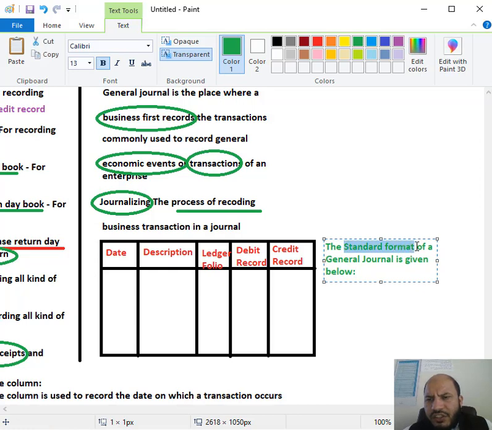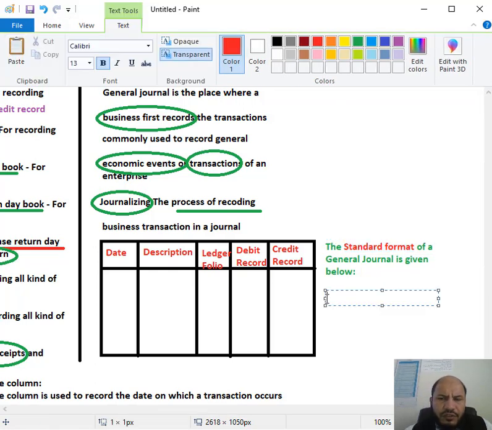We may say the standard format of general journal has 5 columns. The first column is about the date. The second column is about the description. The third column is about the ledger folio. We may also call it a reference column. The fourth column is called the debit record, and the fifth column is called the credit record.